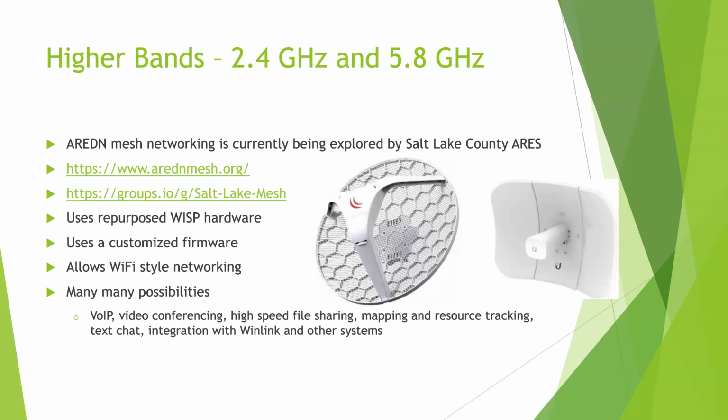All right, so Wi-Fi frequencies. There's this thing called AREDN mesh networking that is currently being explored by Salt Lake County ARES. It's using a bunch of hardware that is basically wireless ISP hardware. WISP is wireless internet service provider. I think Vivint was doing that for a while. They still do it to some extent. But basically, if you couldn't get high speed like fiber to your home, you could get a Wi-Fi signal to your house and access the internet that way.